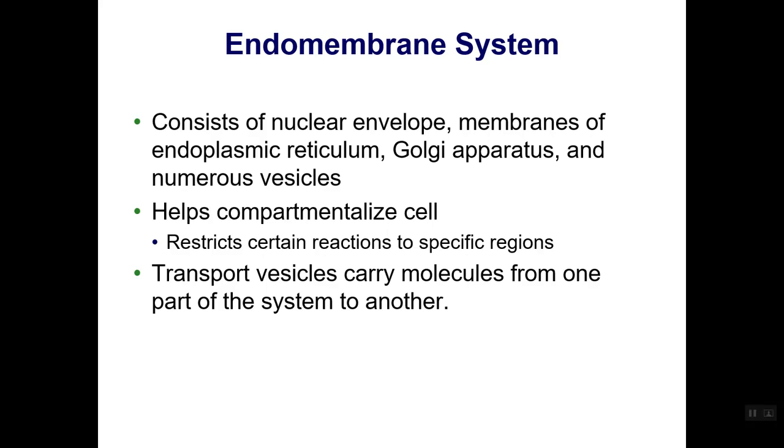Okay, so the endomembrane system includes the nuclear envelope, the ER or endoplasmic reticulum, the Golgi apparatus, and a lot of vesicles. But all of these different organelles are going to help compartmentalize the cell. And when I say compartmentalize, I mean to organize it into little tiny compartments. And those compartments help to restrict reactions, or help prevent reactions from taking place in all parts of the cell. We want it to only happen in specific parts of the cell. So think about it as a means of organizing chemical reactions.